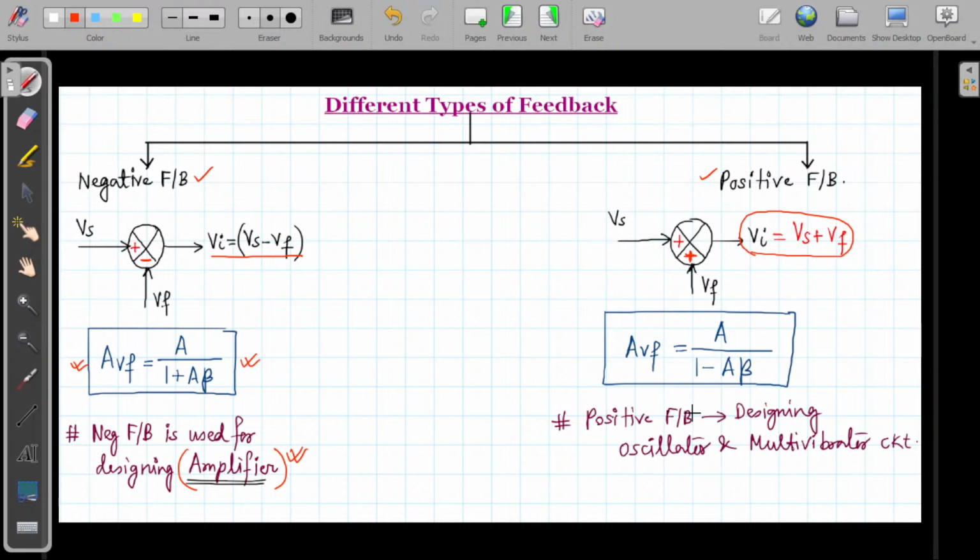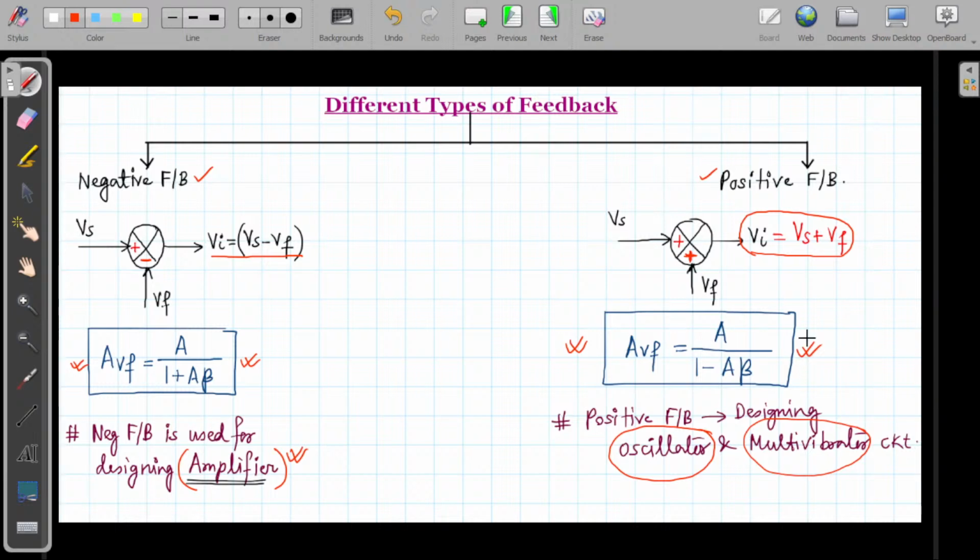And positive feedback will be used in the case of designing the oscillator circuit and the multivibrator circuit. So if we want to design the multivibrator circuit and the oscillator circuit, then we have to use positive feedback. In that case, for finding the overall gain of the amplifier, we have to use AVF equals A by 1 minus A beta. So this is how the feedback goes.